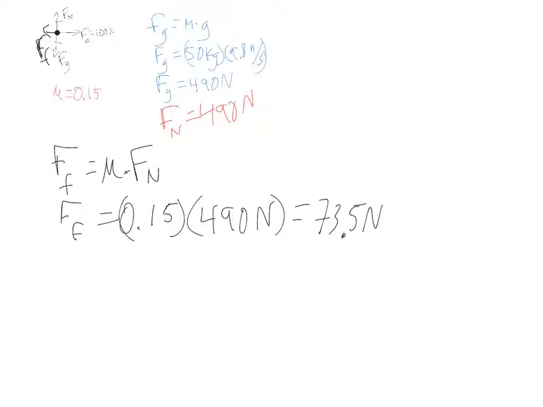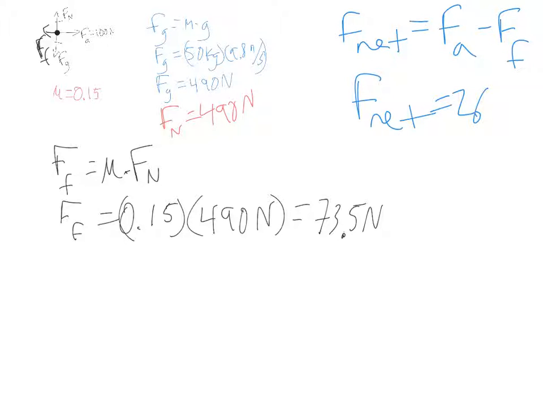Part D asks us to find the acceleration of our classmate. In order to do that, we need to find the net force. So our net force is going to come from our force diagram. It's equal to the force applied minus the force of friction. So that's 100 minus 73.5. The net force is equal to 26.5 newtons.